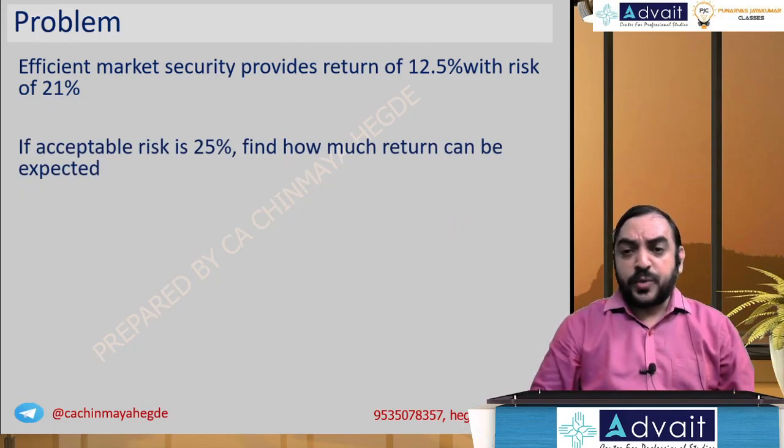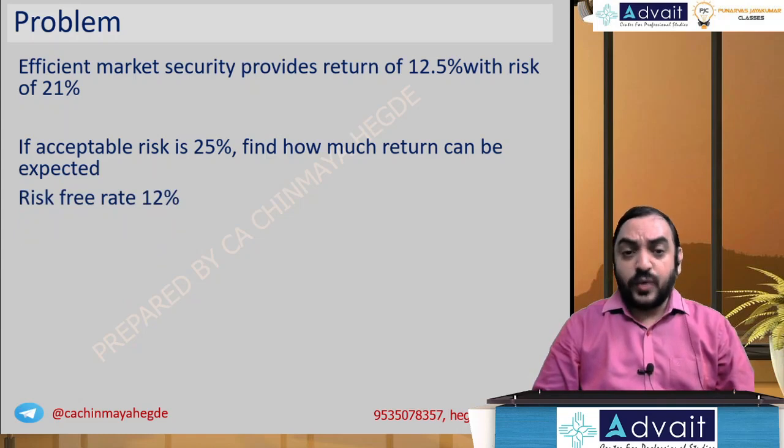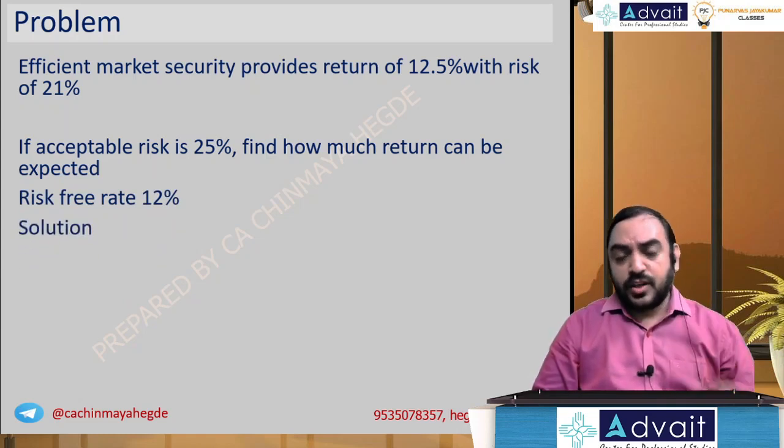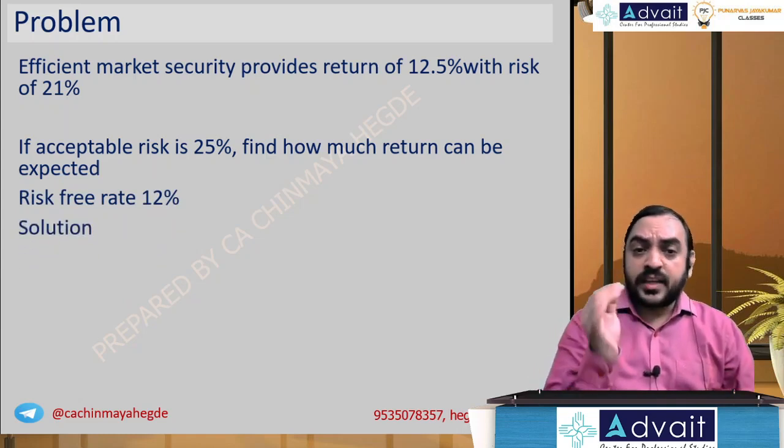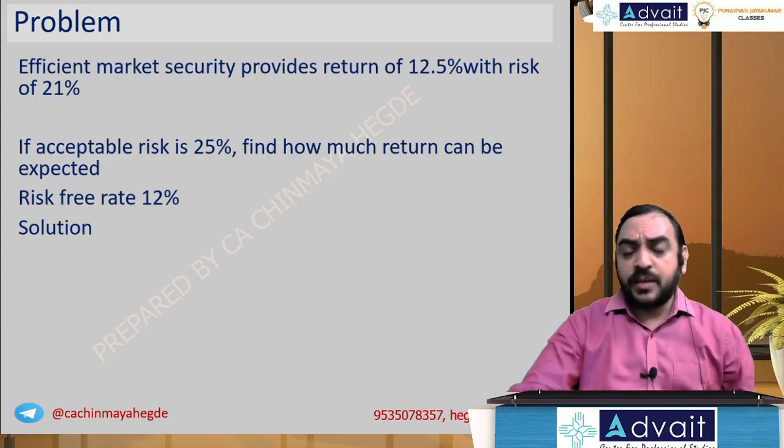Efficient market security provides a return of 12.5% with a risk of 21%. If the acceptable risk is 25%, find how much return can be expected. The risk-free rate is 12%, and we have to calculate. Efficient market security. What is the capital market line?